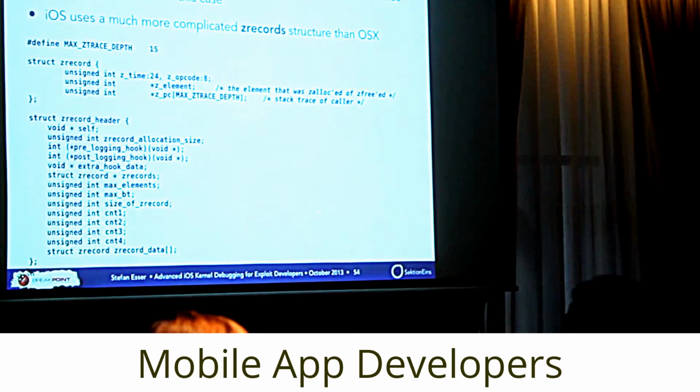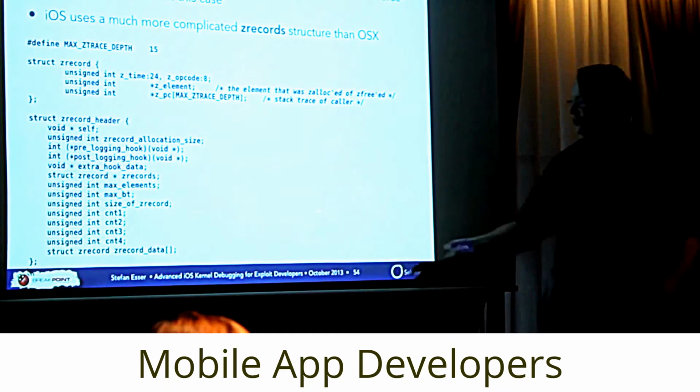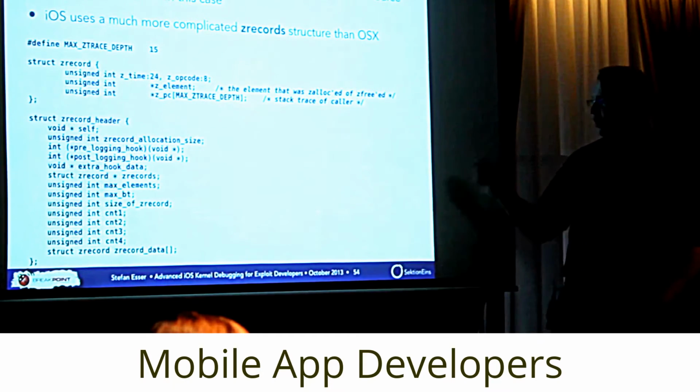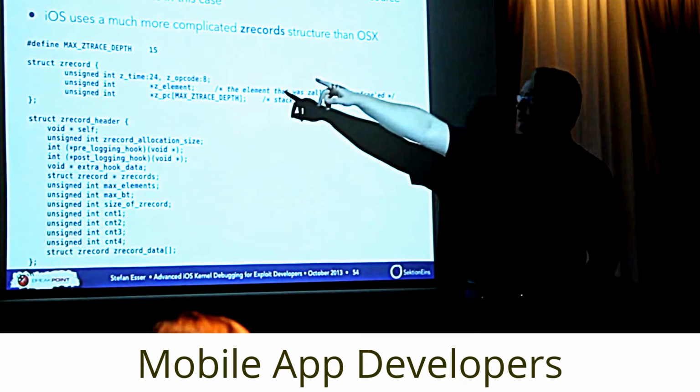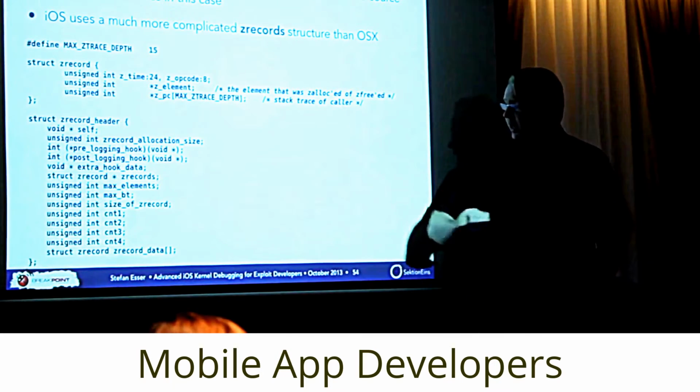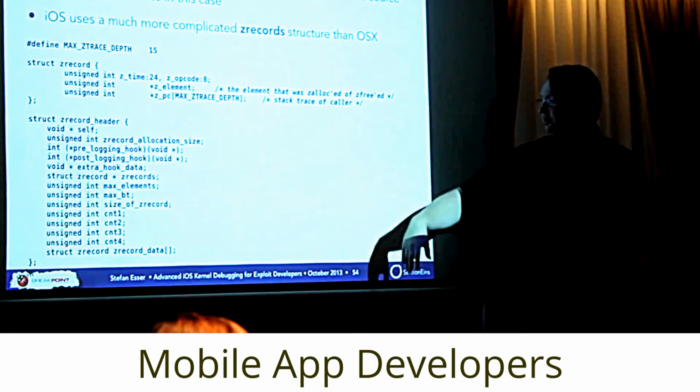Okay, and a lot of the rest of it is just informational, like how many elements there are, how long the maximum backtrace is, which you also cannot influence because it's hard-coded to 15, and the size of one of these elements and so on.